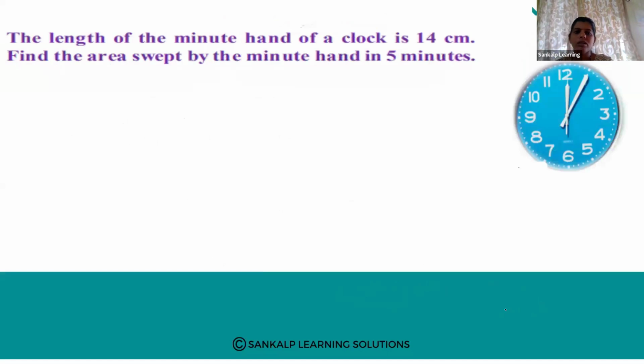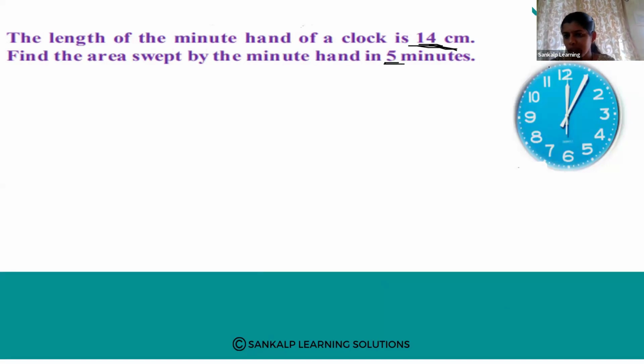Okay. Now the length of the minute hand of a clock is 14 centimeter. Find the area swept by the minute hand in 5 minutes. Yes, my dear students. So here they have given one clock. So imagine one clock. The length of the minute hand of the clock is 14 centimeter. That means the length of the minute hand they have given, that is 14 centimeter. Find the area swept by the minute hand in 5 minutes.